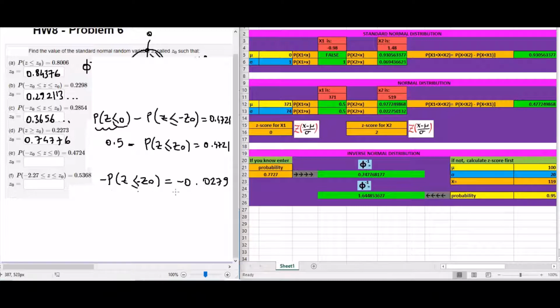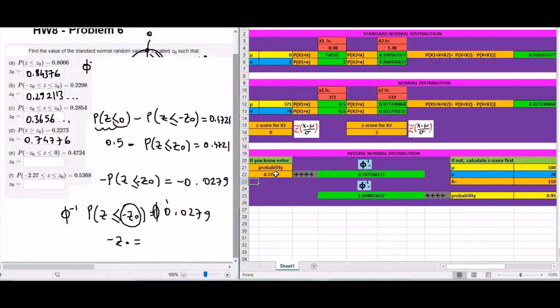Now we're going to multiply both sides by a negative sign. So the probability that Z is less than or equal to negative z0 is equal to positive 0.0279. Now we're going to take the phi inverse of both sides. Phi inverse of the left hand side is this value, negative z0. And phi inverse of the right hand side, 0.0279, is negative 1.91259. But this is the negative z0 value. We need the positive z0 value, so we multiply by negative. So 1.91259.